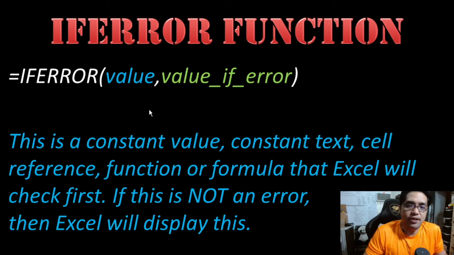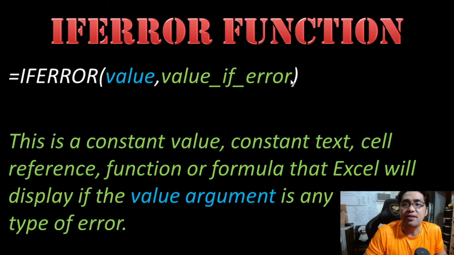The value argument, this is a constant value, a constant text, a cell reference, a function or formula that Excel will check first. If this is not an error, then Excel will display this value. Next, we have this argument, the value IFERROR. This is a constant value, constant text, cell reference, function, or formula that Excel will display if the value argument is any type of error.